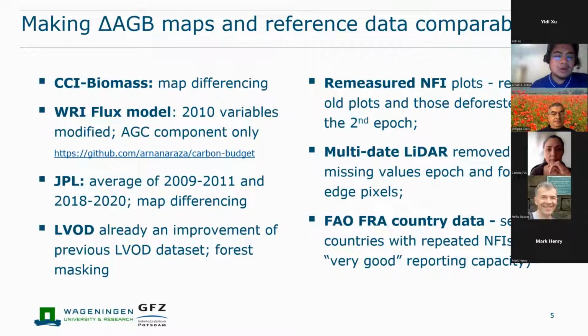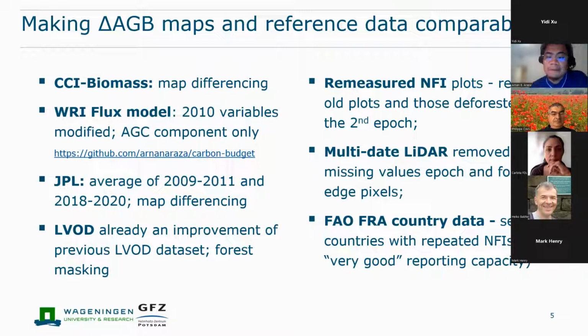And we needed to derive the above ground component only. We also tried to get rid of some interannual variability of some time series products, so we tried to average some periods in windows, like a 3-year window. For the reference plot data, we relied on some remeasured NFIs. We removed very old plots, and we tried to filter out plots that have been deforested after the second measurement and before the second map epoch, so they will not see it.